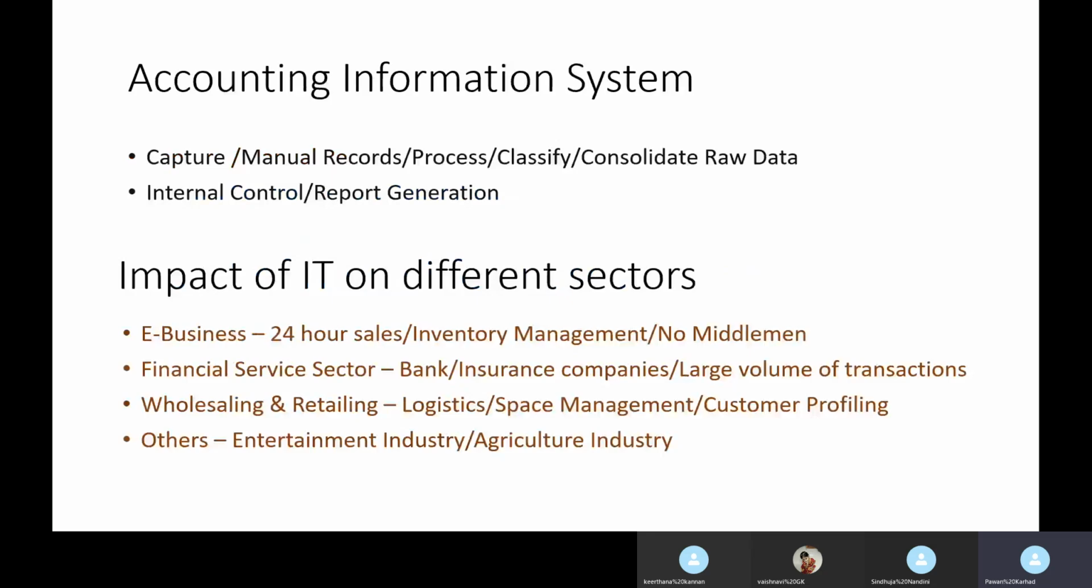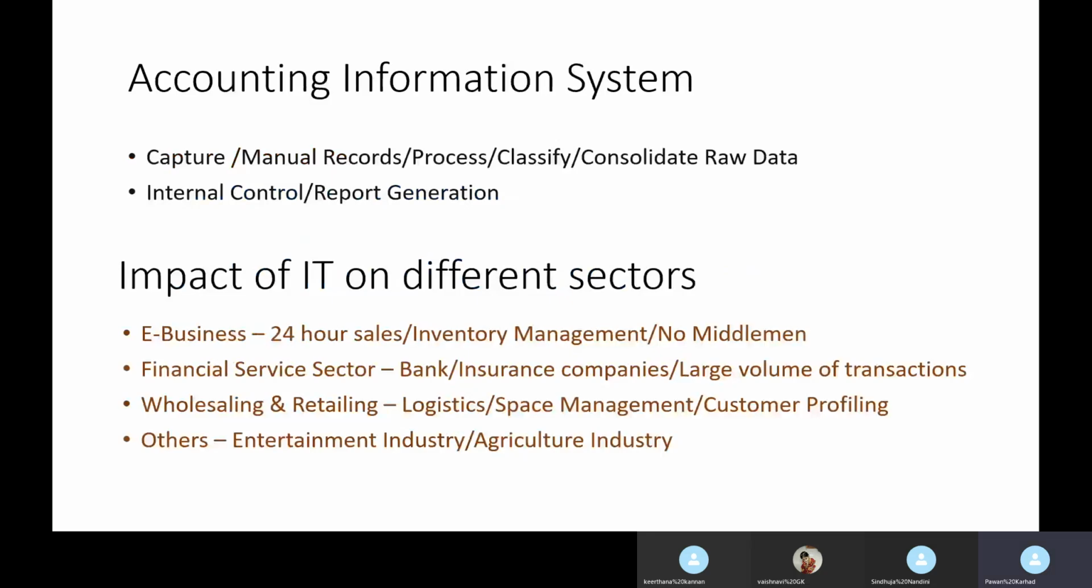What does this mean? We used to prepare trial balance, profit and loss account, and balance sheets. The only difference is that we used to prepare them by hand. There were no information systems in those ages. After this, we used to make sure that we had a specific internal control system so that the records were not manipulated and the records were accurate.